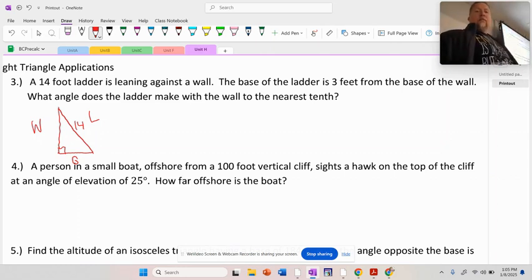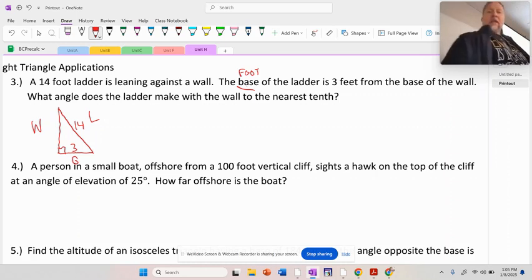And then the base, sometimes they say the foot of the ladder. Does a ladder have feet? No, but sometimes they say that. Where are the feet? At the bottom. Is 3 feet from the base of the wall. So this is 3. I was about to ask you, what's 3 then? G or W? Come on.